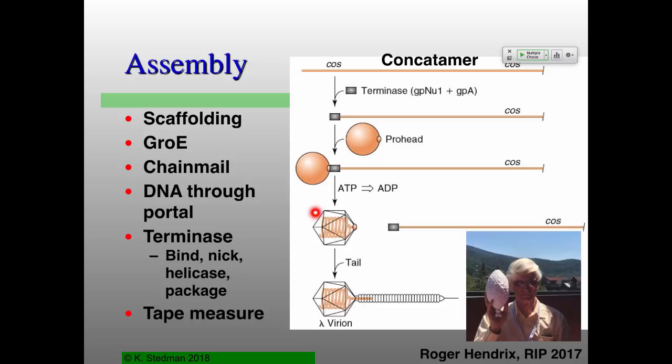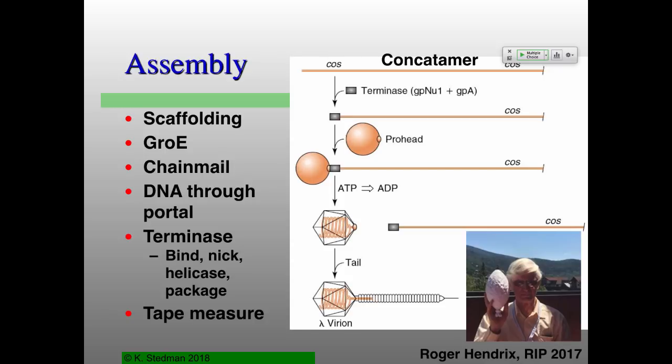This head is made through a scaffolding process, has chainmail, which is these cross-linked side chains that are making peptide bonds in it, and then there's this weird protein that was originally discovered because it was necessary for assembling Lambda.